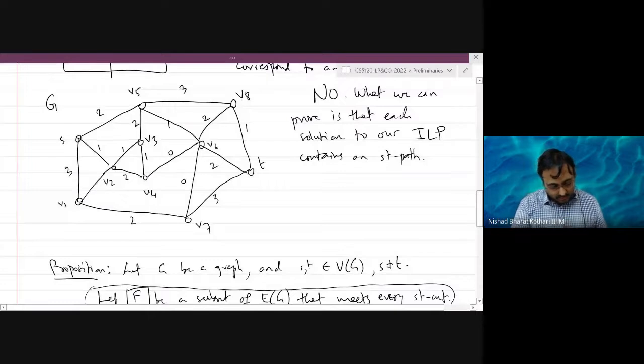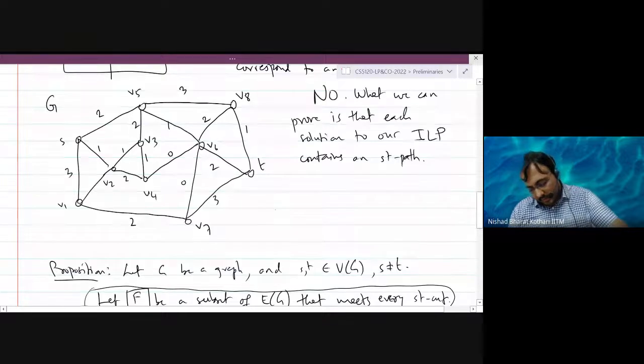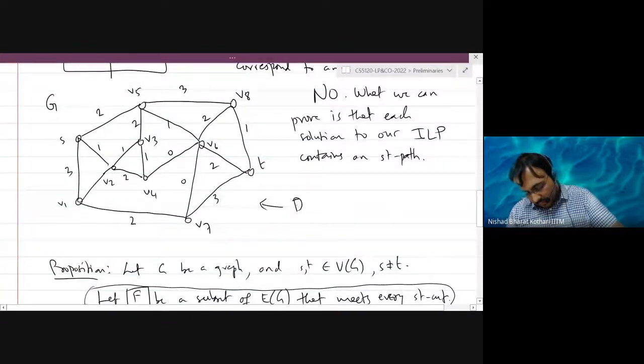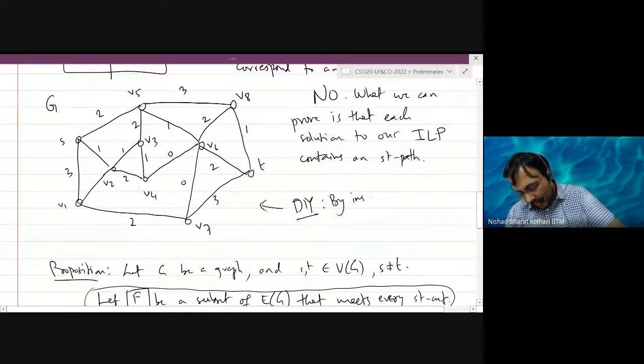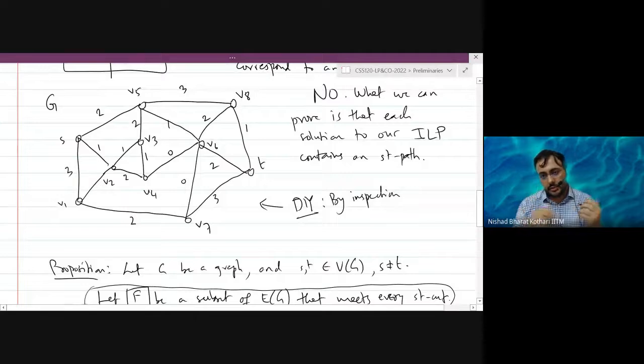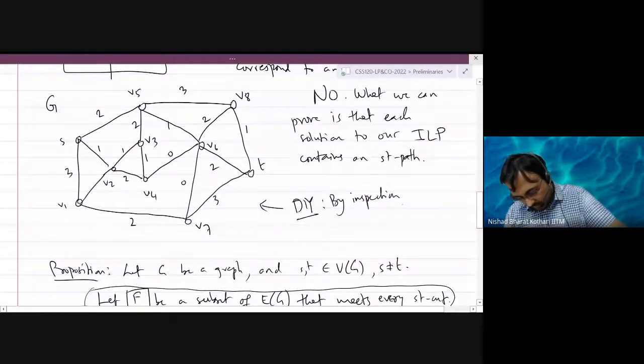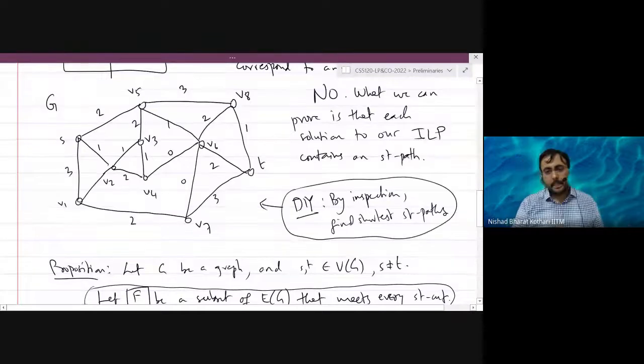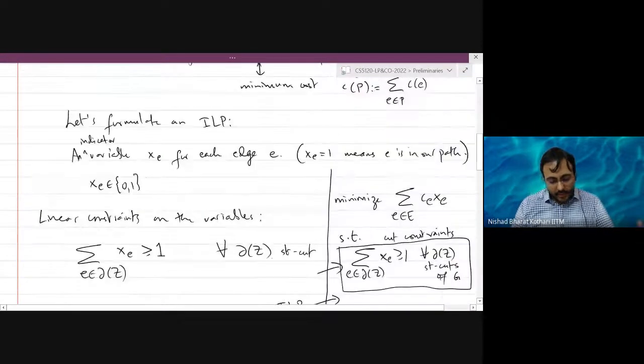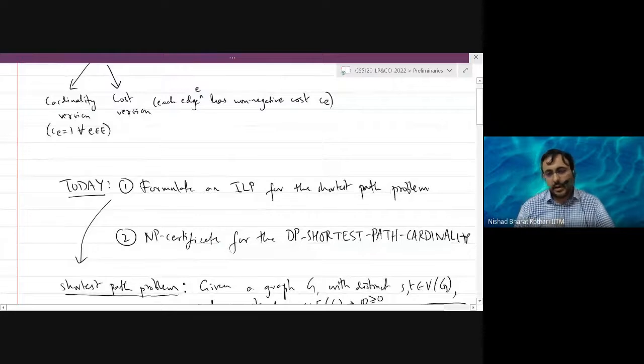Okay, so I think I've put cost on all the edges here. If I've missed any edge, please tell me. Anyways, it's just a toy example. So you can, just by inspection, find the shortest ST paths and maybe see how these correspond to solutions of your integer linear program. And we didn't get to the second question, but we will get to it on Monday.